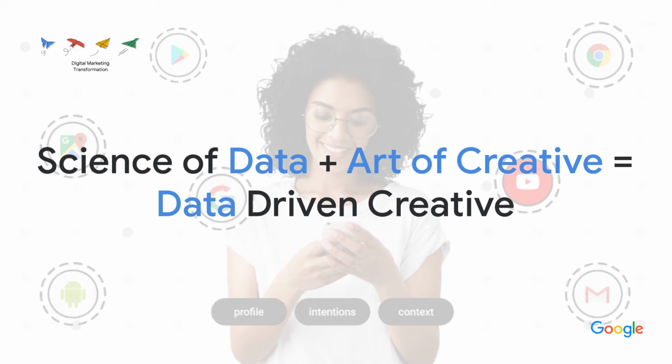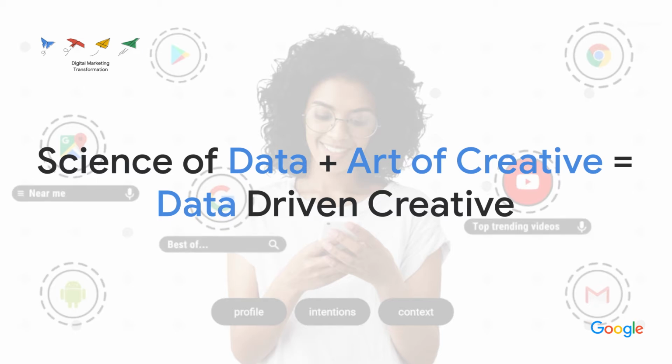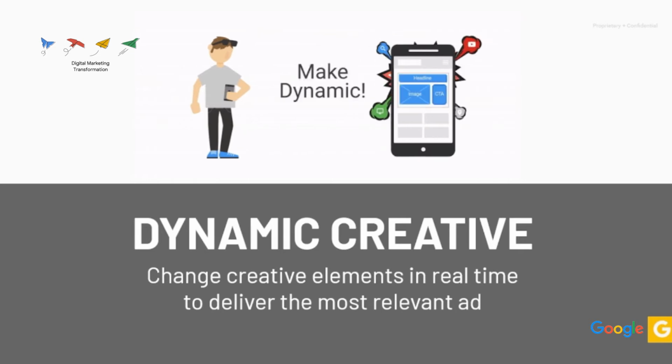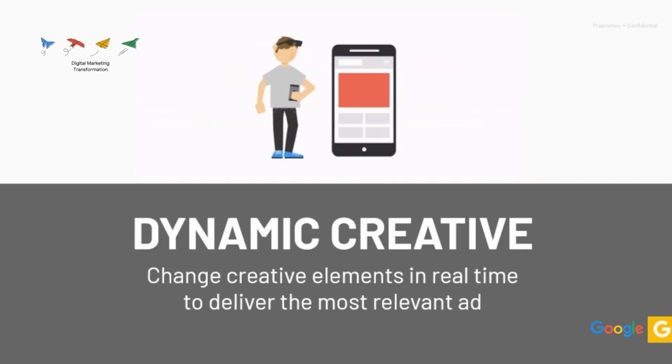And in order to do data-driven creative, you need specific tools to do that creative. And we'll show you later on when we demo, myself and Marcel. So there are three personalization methods that you can use to build data-driven creative. One being dynamic creative, which I'll jump into the detail in the coming slides, decisioning and storytelling. So dynamic creative: changing relevant elements in real time to deliver the most relevant ads.